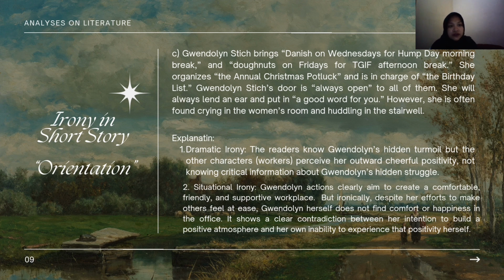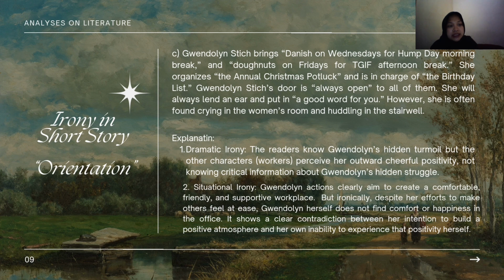From the scenario above, we believe that it demonstrates two ironies. The first is dramatic irony, because readers know Gwendolyn's hidden turmoil, but the other characters, her co-workers, perceive her outward cheerful positivity, not knowing critical information about Gwendolyn's hidden struggle.